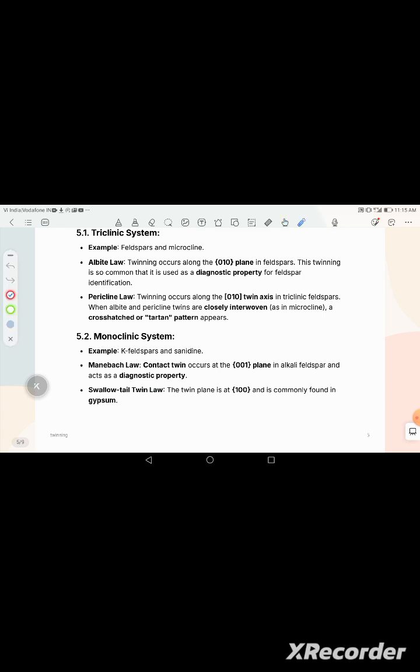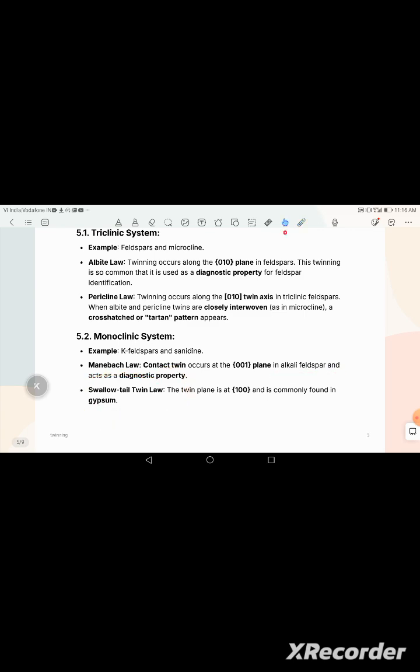And then comes the monoclinic. It has MCBS, meaning Manebach, Carlsbad, Baveno, and Staurolite. So first we see the Manebach law. The Manebach law is the 001 plane. Then comes the swallowtail. Swallowtail is 100. This also occurs in the alkali feldspar, Manebach, and the swallowtail occurs in the gypsum.